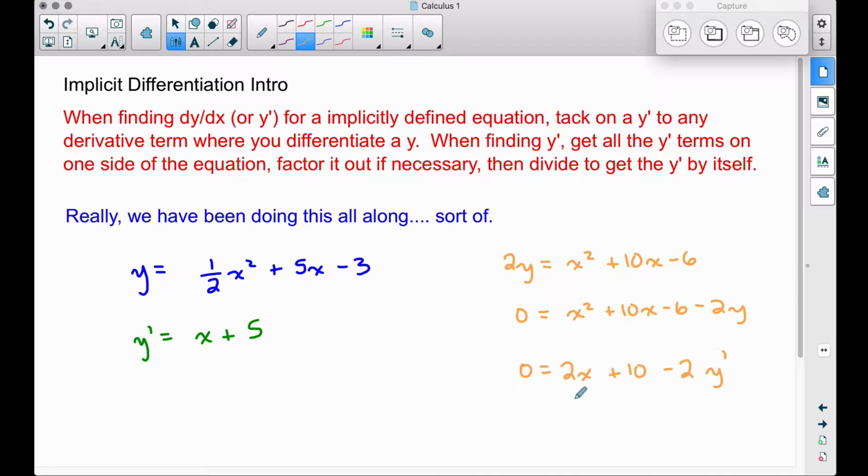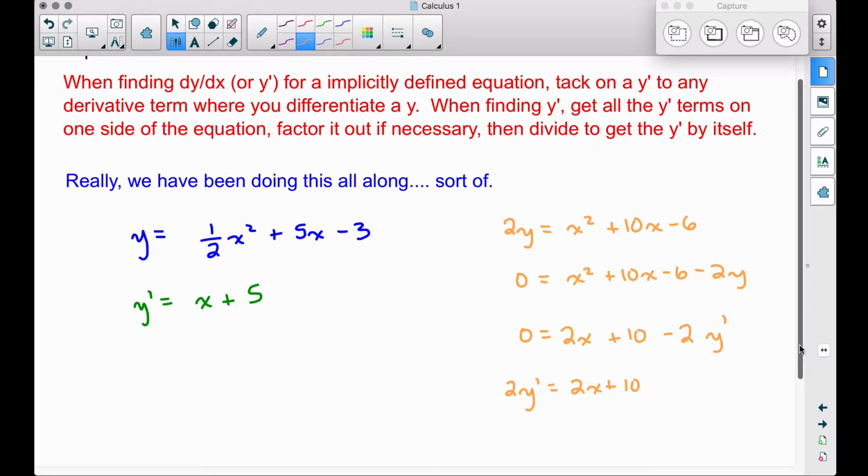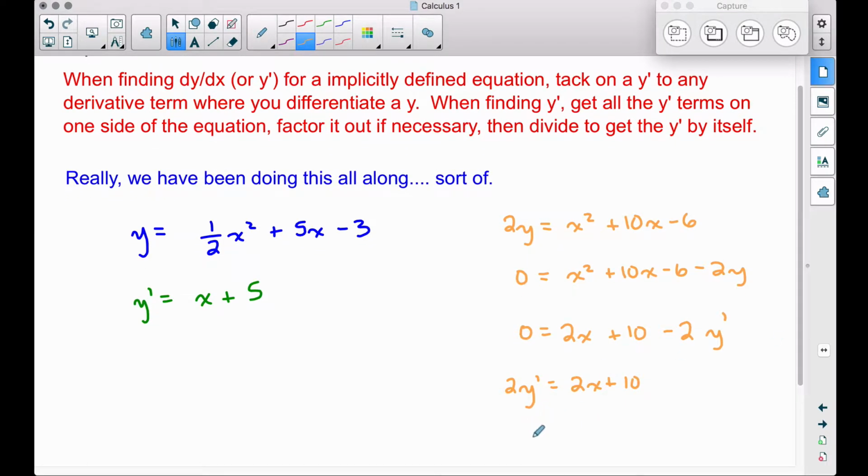Now, let's get y prime by itself and let's see what our final answer is. So to get y prime by itself, I'm going to move this negative 2y prime over here by adding. Therefore, we have 2y prime is equal to 2x plus 10. Getting y prime by itself, we divide all terms by 2. So therefore, y prime is equal to x plus 5. Notice we get the exact same answer as what we got over here.